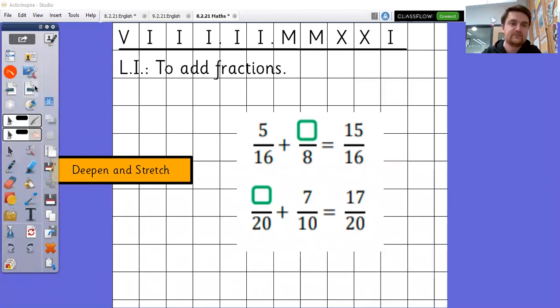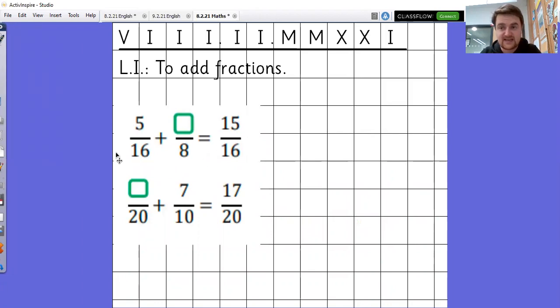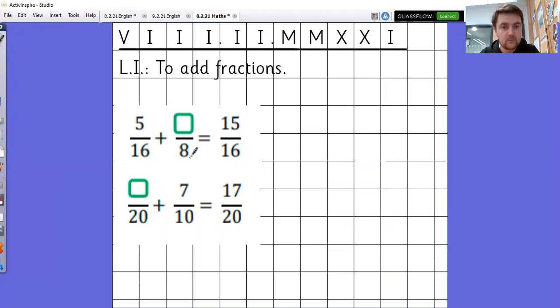Okay, so we can see that the denominators aren't the same. So we need to find an equivalent fraction where the denominators are the same so that we can solve this sum. That means that we need to get 8 up to 16, which we can do by multiplying it by 2. Now, this also means that the numerator will have to be multiplied by 2 when we know what it is. Now, 5/16 plus something equals 15/16. This fraction is going to have to be the equivalent of 10/16.